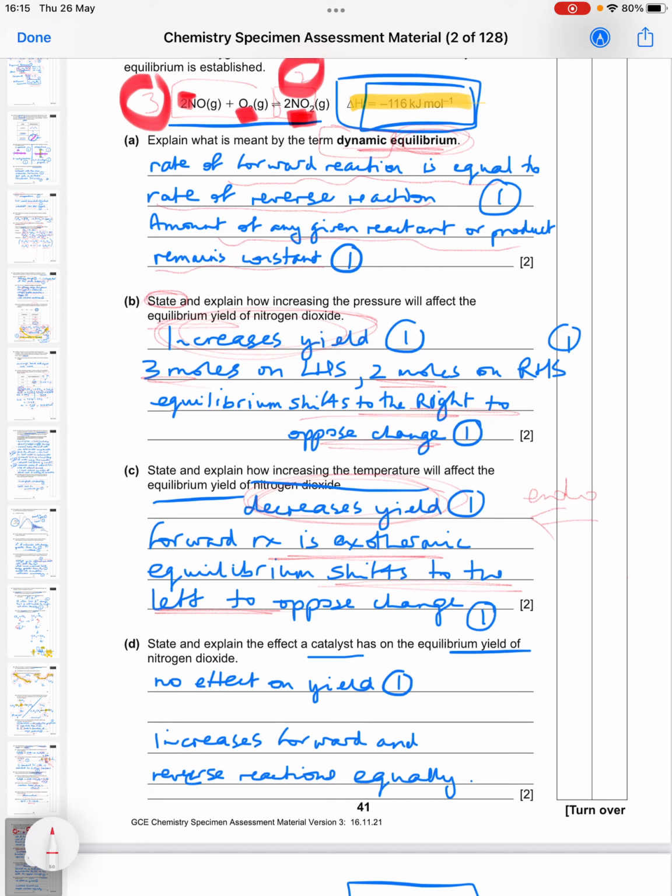And state and explain the effect a catalyst has on the equilibrium yield. Well, a catalyst has no effect at all on yield. And the reason is because it increases the forward and reverse reactions equally.